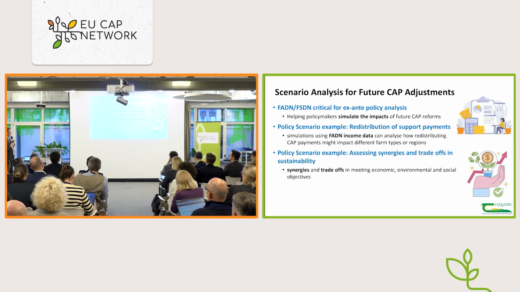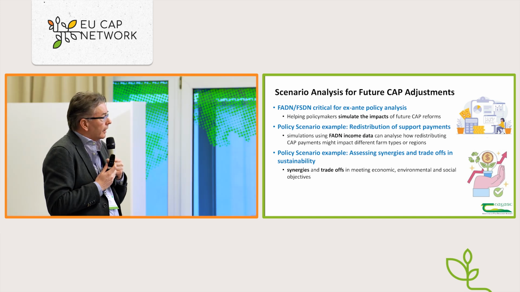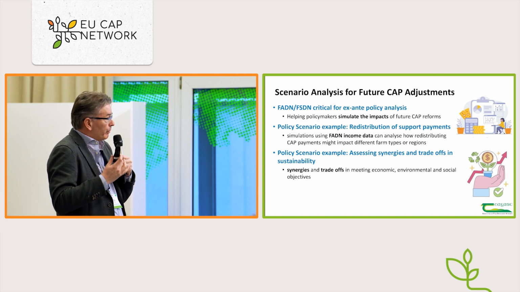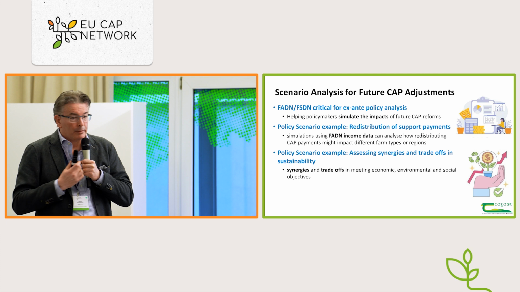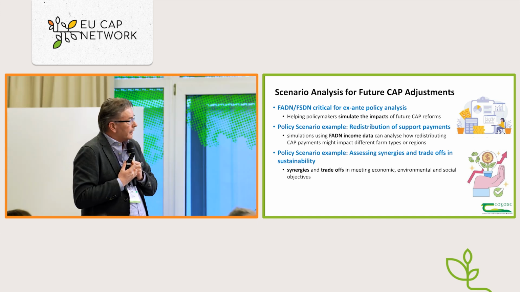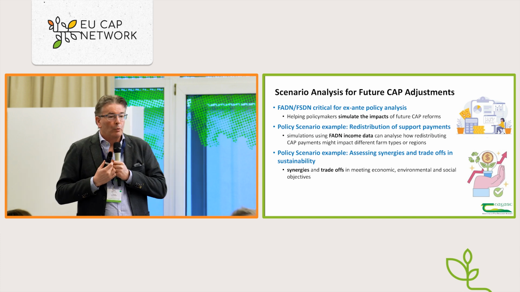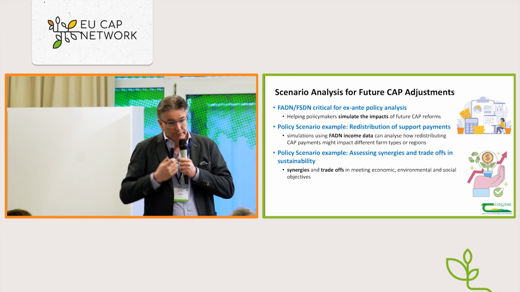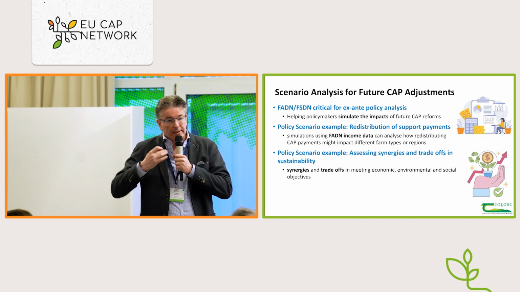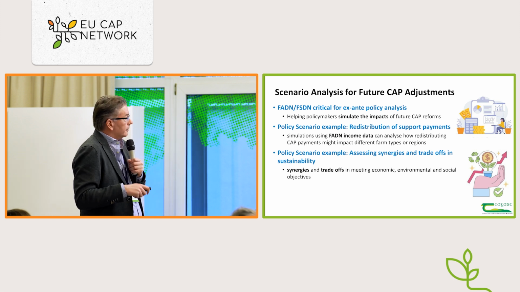Moving then to the next topic, scenario analysis. FADN, FSDN can provide a critical role here in terms of ex ante policy analysis, helping policymakers to look at the impact or potential impact of future CAP reforms. And we're used to that in the context of maybe the FADN data set as well, because we're interested in looking at the economic impact of some of these changes. But with these new data sets, I think as well, we can develop the depth of that analysis to begin to explore what might be the environmental and social impacts of potential changes in policy as well, and not just exclusively focusing on economic impacts in our scenario analysis.